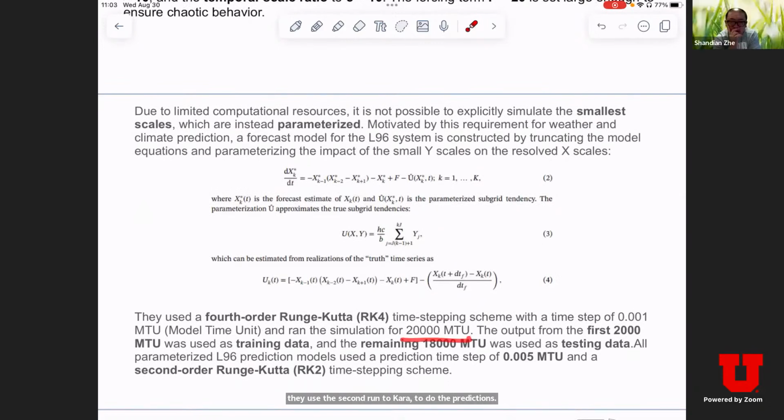I didn't understand your instruction here. What do they mean here? Like which are instead parameterized? Why do they truncate the model? Your signal is not very good.